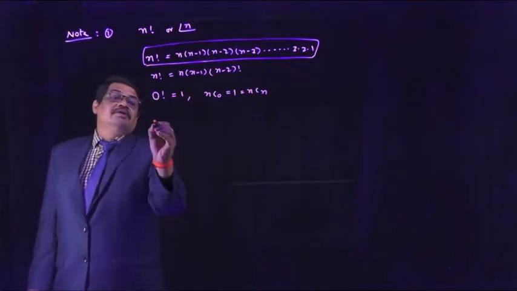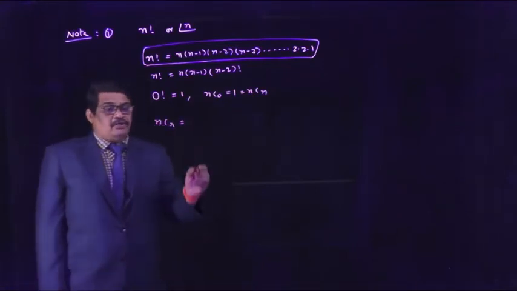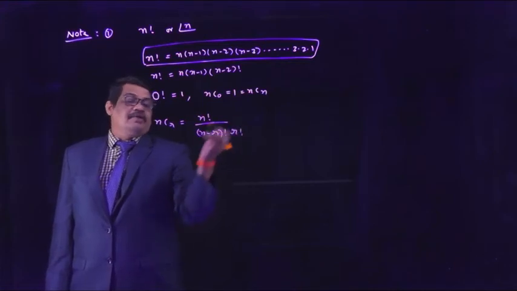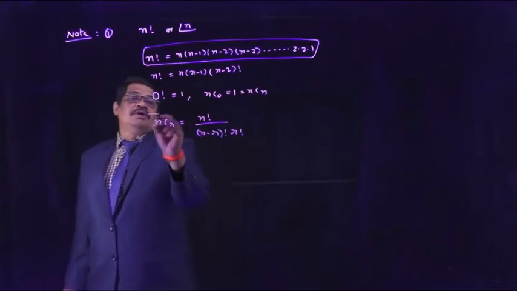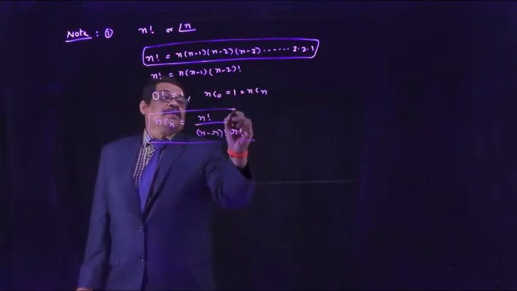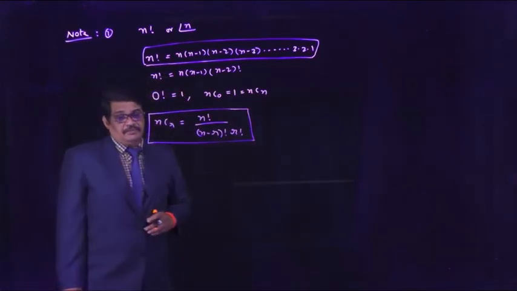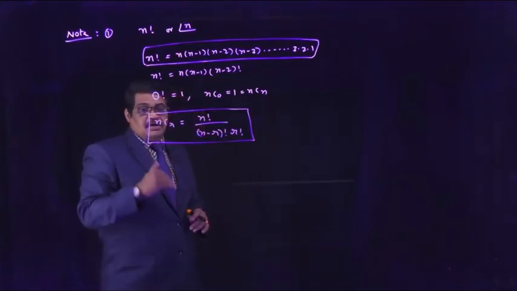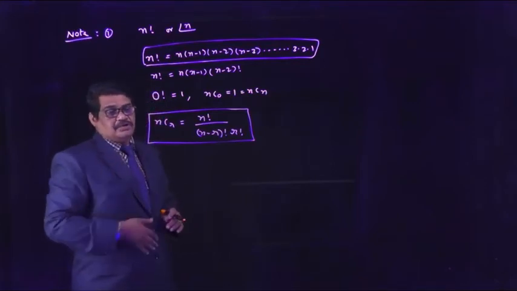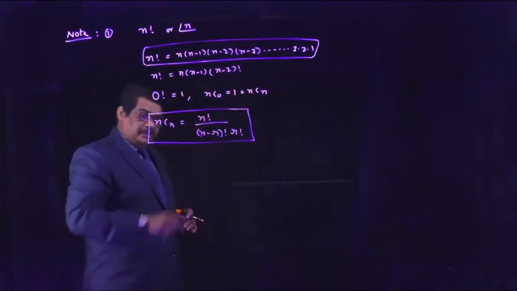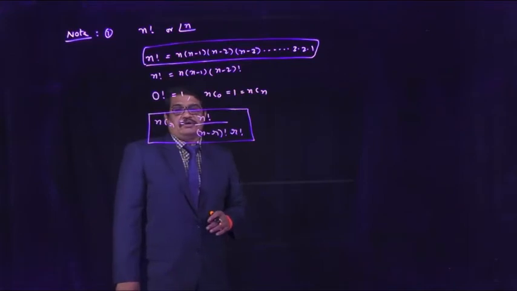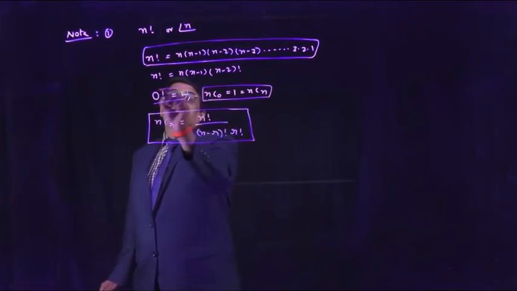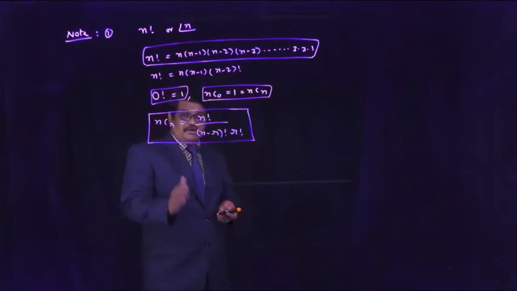What is NCR? NCR is N factorial by N minus R factorial into R factorial. This is the known formula we learned, and its proof is in the chapter permutations and combinations. NCR means selecting R things from N different objects. From that formula we get these results: NC0 is 1, NCN is also 1, and 0 factorial is also 1.